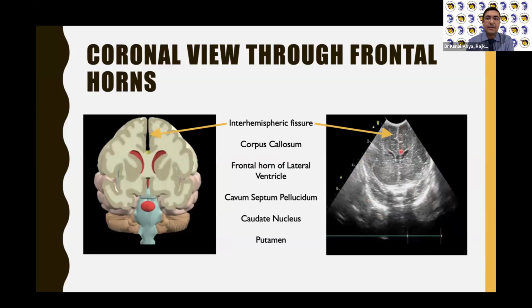Again, the bright structure here is the interhemispheric fissure. Below that, you see two parallel running lines, which is called the corpus callosum. It is an important finding. You need to see it from anterior to posterior part, because sometimes there can be anomalies like corpus callosal agenesis. So you need to identify two parallel lines. Below that is your frontal horn of the lateral ventricle. This hypodense area is the cavum septum pellucidum, which is an empty space between the two layers of the falx cerebri. Below that is the caudate nucleus. Here also in the diagrammatic depiction, you can see that this is the caudate nucleus, and below that is the putamen. So these are few important structures you need to identify while doing your head ultrasound.